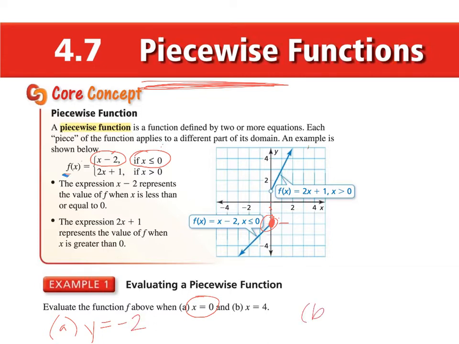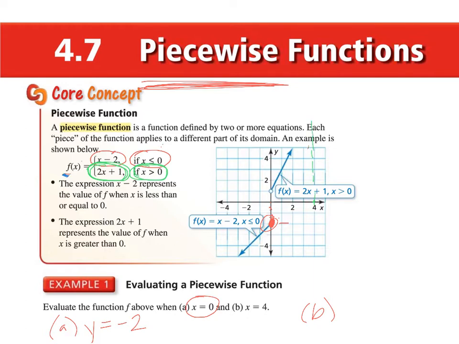All right, for part B, use a different color. I'll use green here. All right, then it says x equals 4. X equals 4 satisfies this condition, x is greater than 0. So if x is greater than 0, that means x equals 4 satisfies the restriction based on this equation, 2x plus 1. So we go over to x equals 4. It's right here. And I'm going to go up.